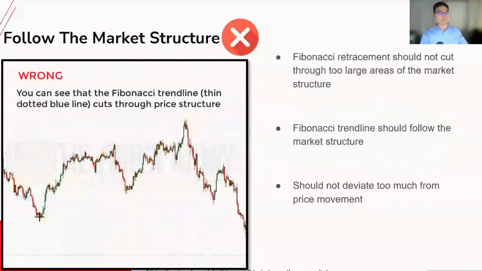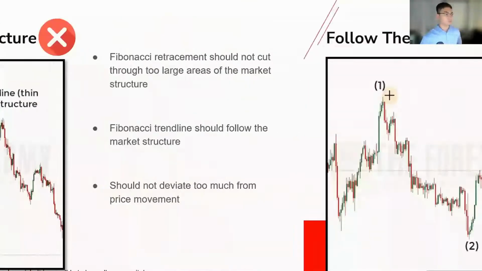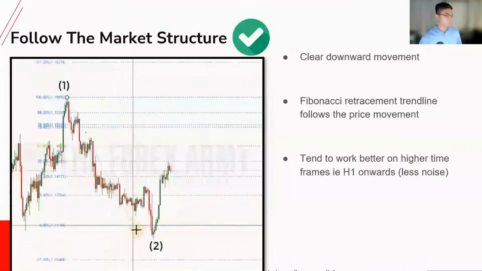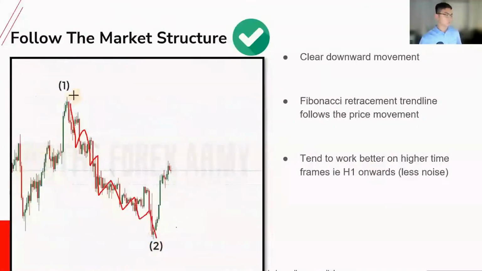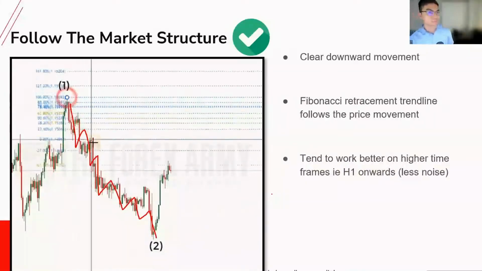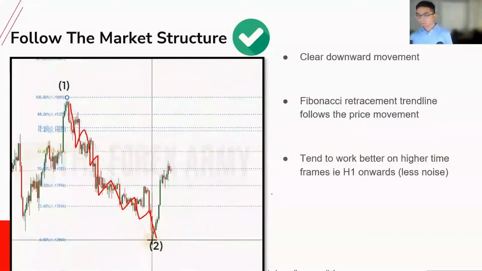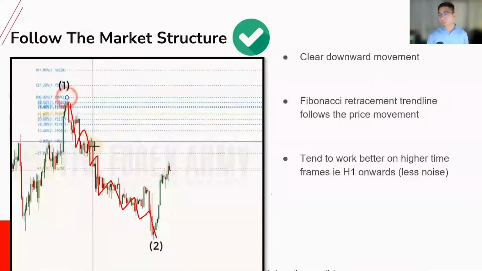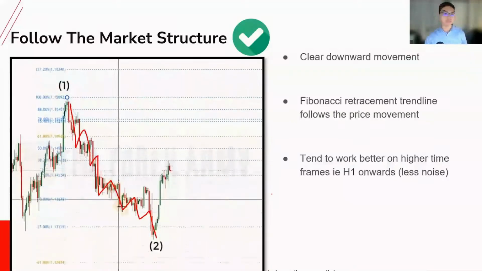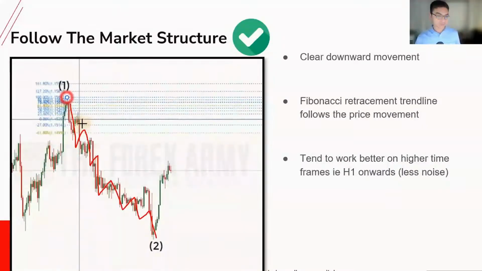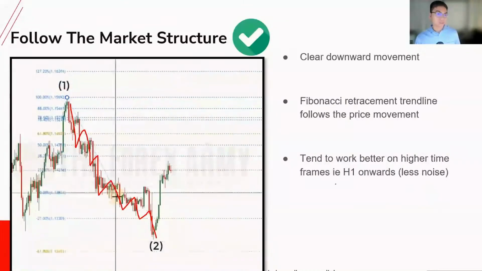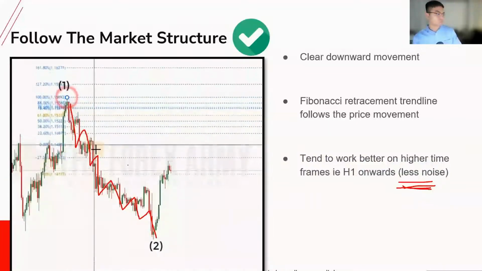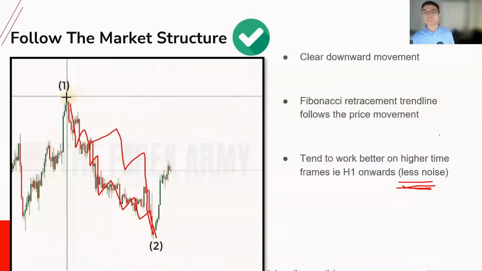Okay, as I mentioned just now, through that practice that we had, price is following the market structure very, very nicely. You saw it. That's how you should be drawing a Fibonacci retracement trend line. It works well when it follows price movements, and Fibonacci lines actually work better on higher time frames. Why? It's due to less noise, as in less deviation away. So price does not move away too much from the Fibonacci trend line.